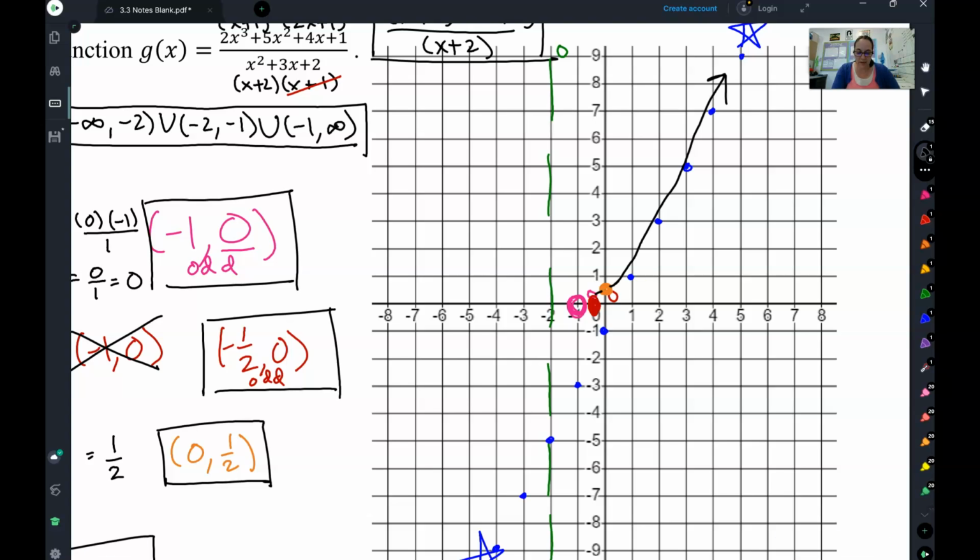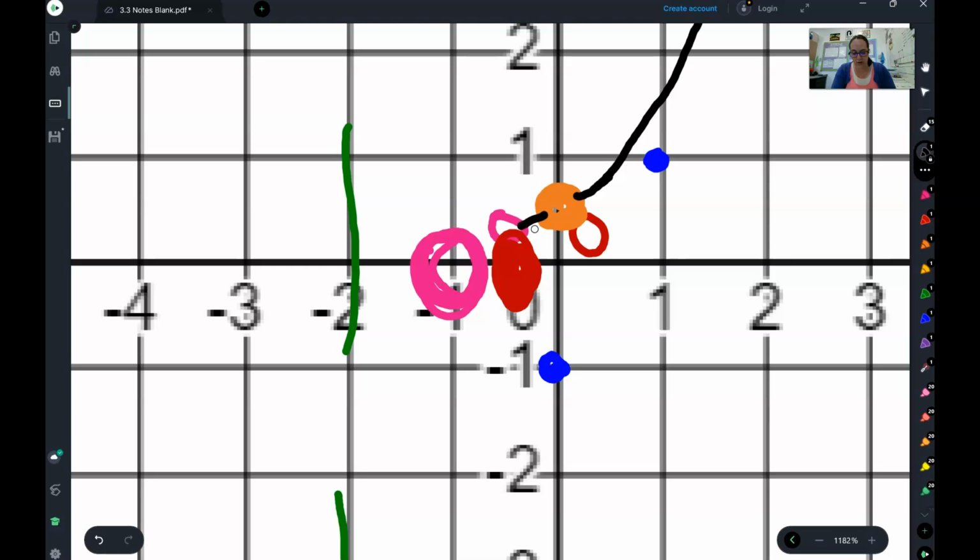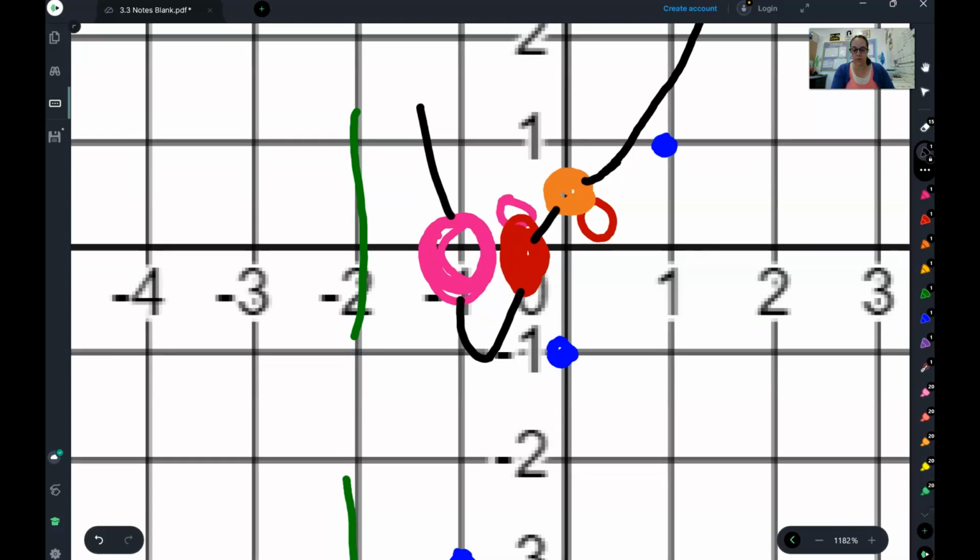To the left, the next thing I have, let's zoom in on here, there's a lot going on, so you can see a little better, is this x-intercept. This is an odd x-intercept, so I cross through it. The next thing I have is this hole, which is also an x-intercept, so I'm going to circle back around to it. It is an odd x-intercept, so I cross through it.